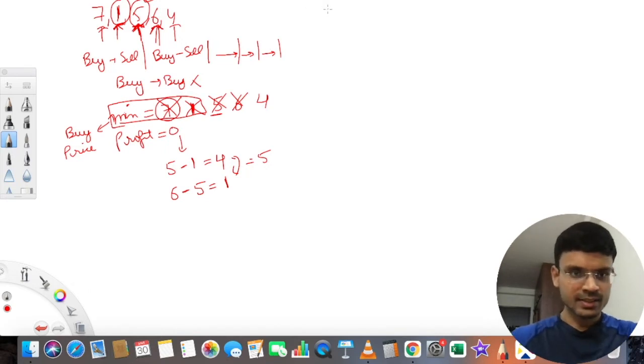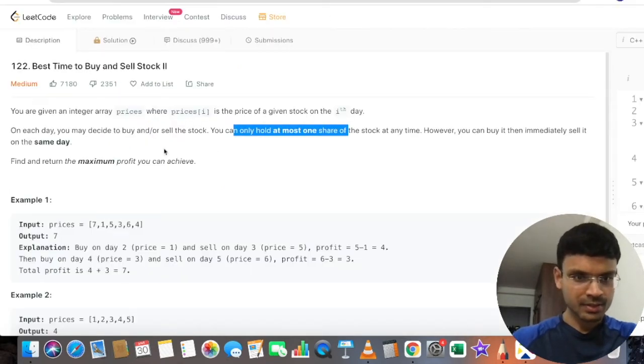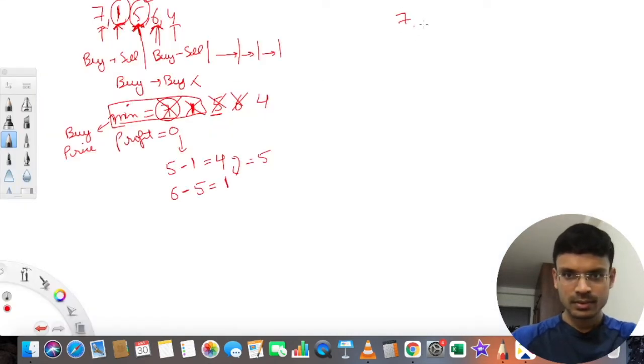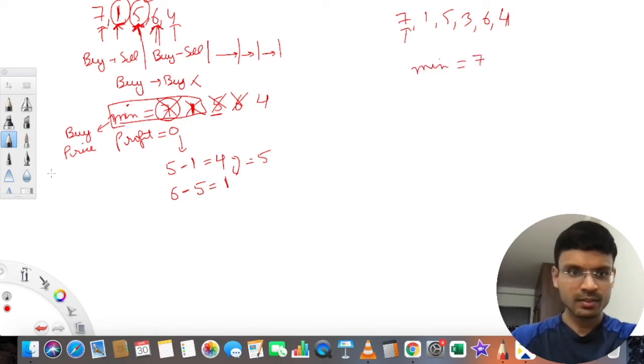Let's take another example, 7, 1, 5, 3, 6, 4. Here we will also maintain two variables. Min will be initialized to 7. Profit would be initialized to 0.